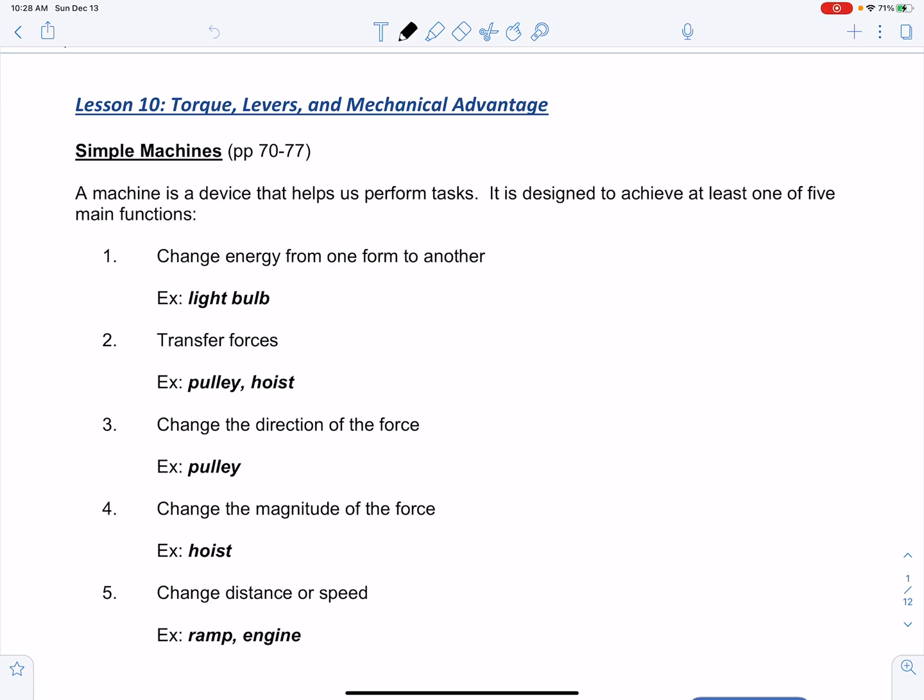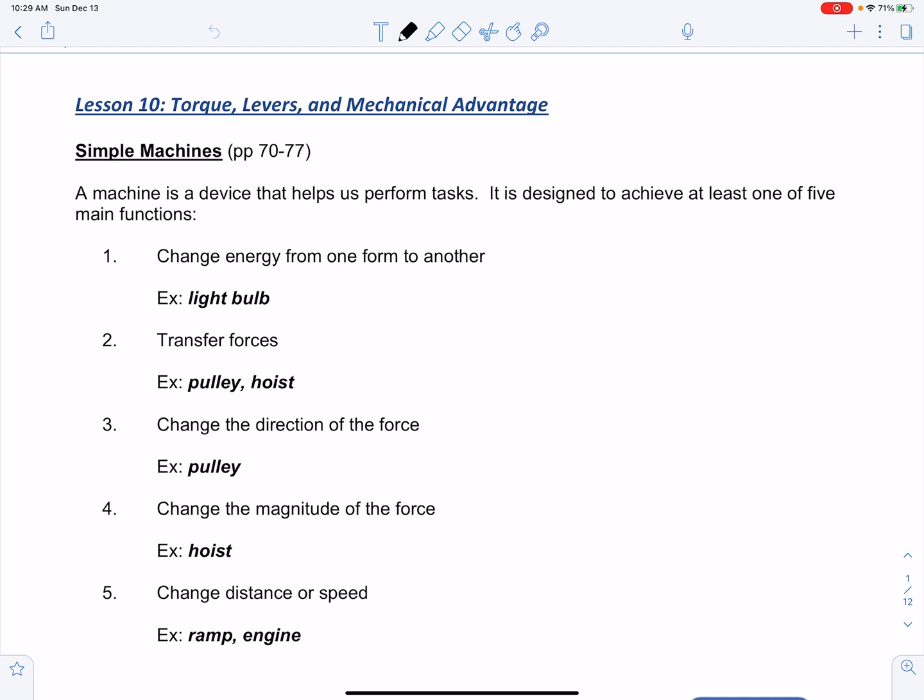Lesson 10, Torque, Levers, and Mechanical Advantage. A machine is a device that helps us perform tasks. It is designed to achieve at least one of 5 main functions. Number 1, change energy from one form to another. Example, a light bulb.